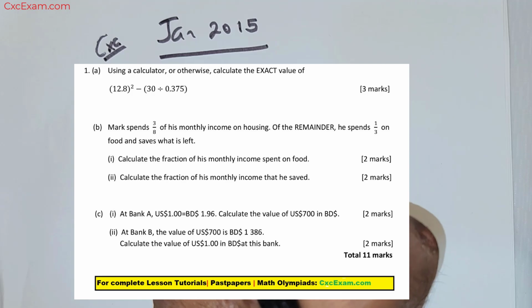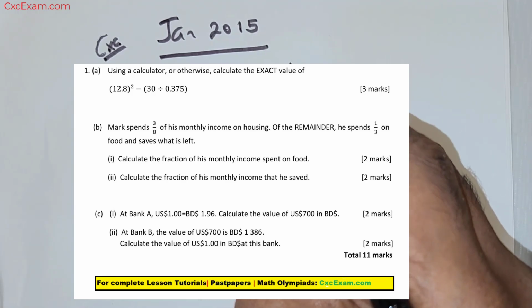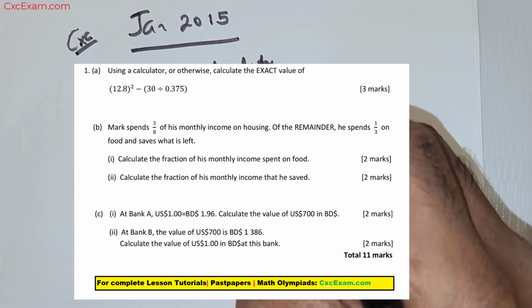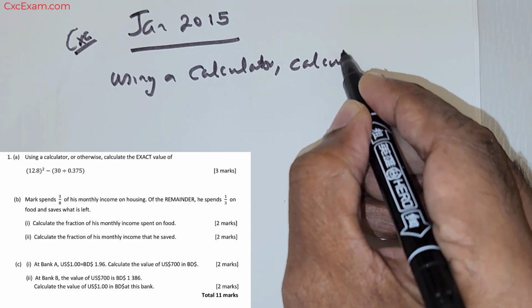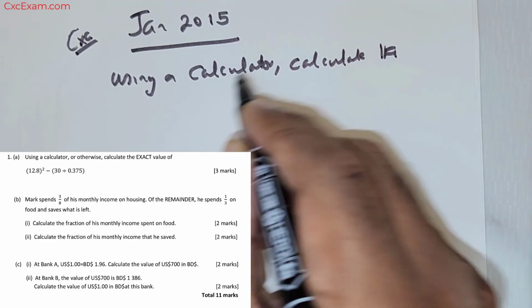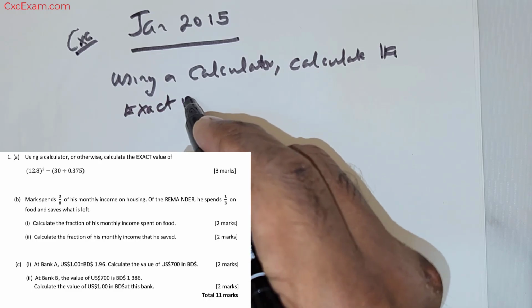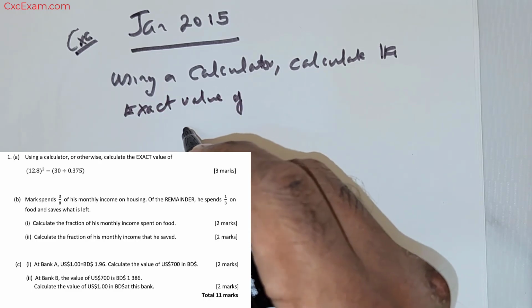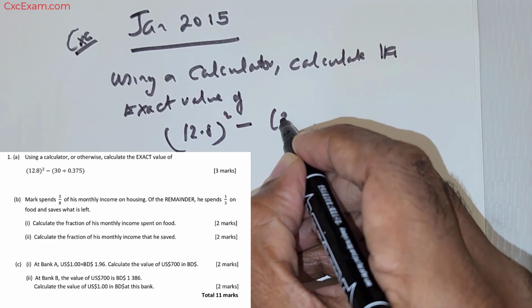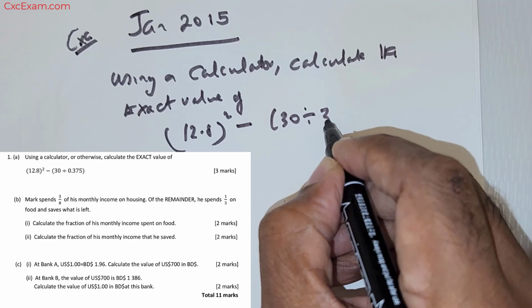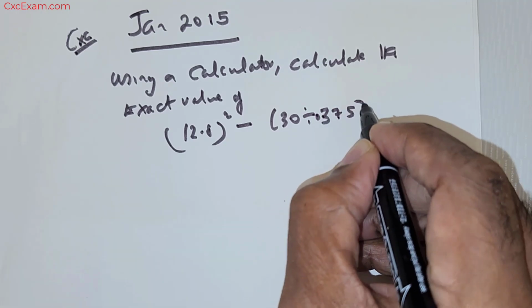Question one states as follows. Using a calculator or otherwise, calculate the exact value of 12.8 squared minus 30 divided by 0.375.